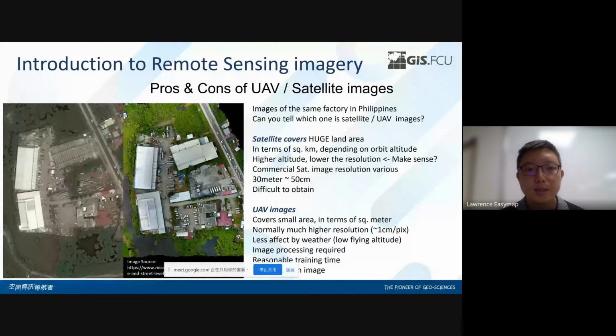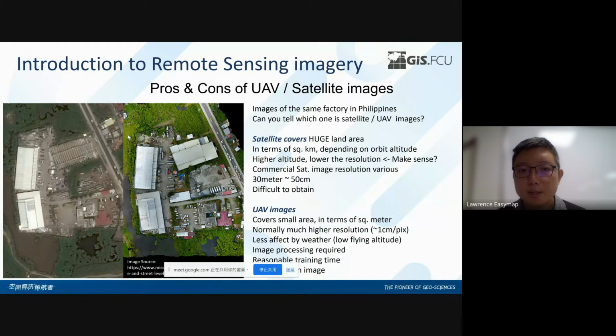Okay, so in this slide, I want to show a comparison of the satellite image and the UAV image of the same area. I borrowed the images from the internet. On the left-hand side, it is an image taken by the satellite. And on the right-hand side, it is an image generated by the UAV. So can you tell which one has more details?